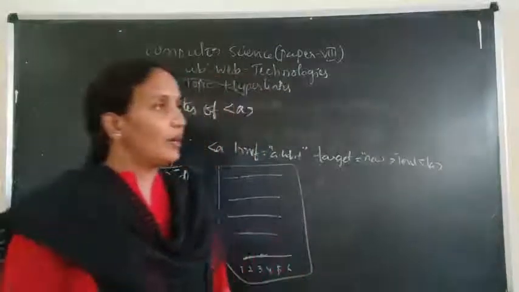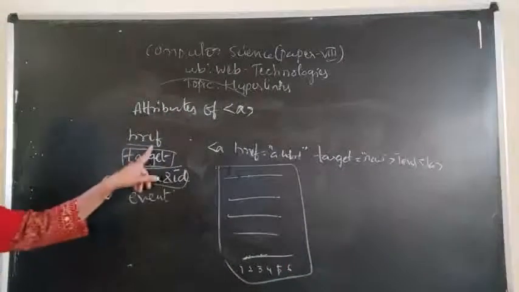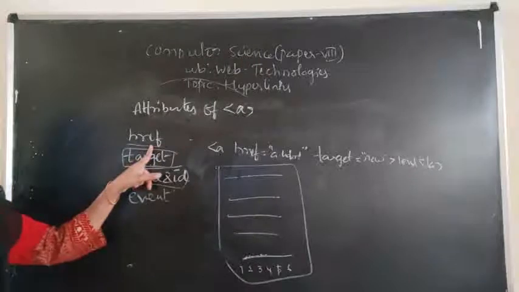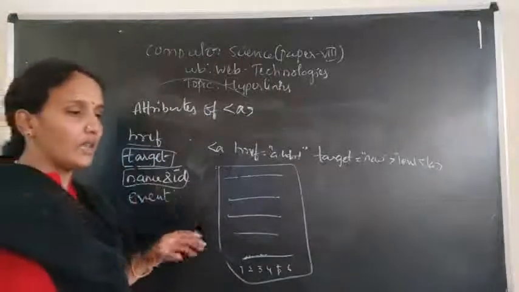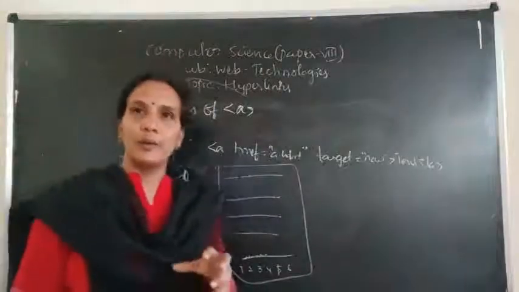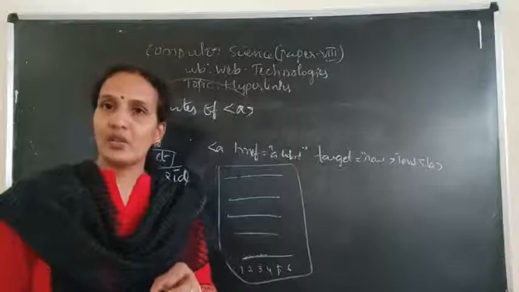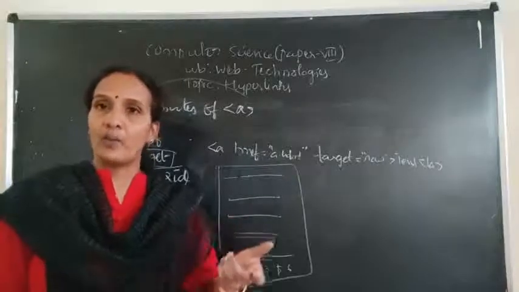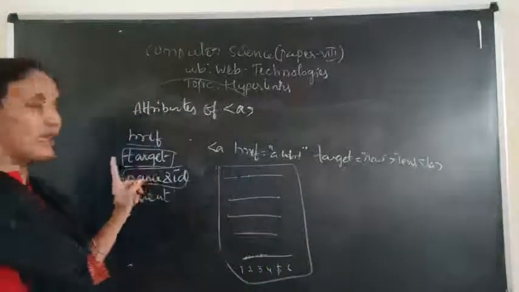Okay, now come to the attributes. In a hyperlink we have 4 attributes. One is href, which gives the location of the target file. The second one is target. Target gives the information about the window where the target document should open. When the user clicks on the link, where should the target document open, in the same window or in another window? That is possible by using the target attribute.